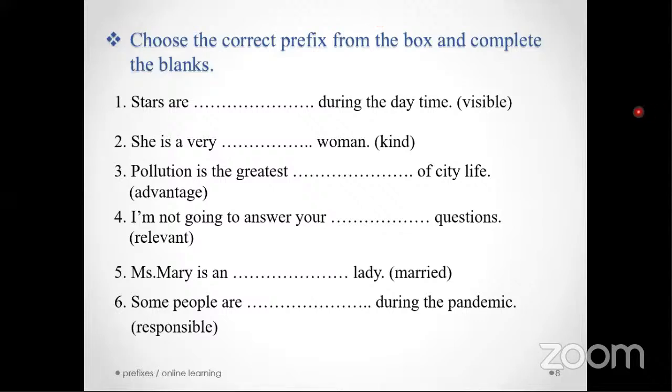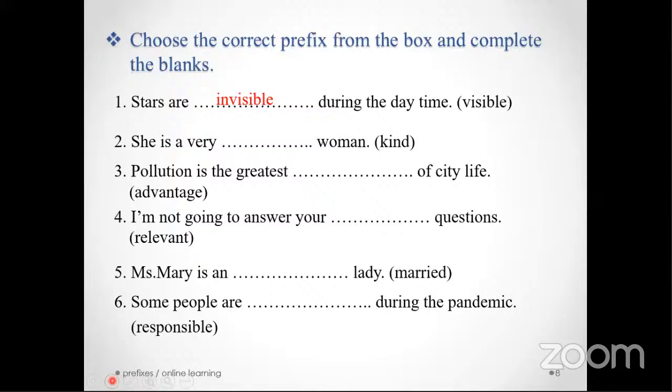Right. Okay, let's discuss the answers. Thank you very much for your answers. Look at the first one. Stars are blank during the daytime. The first answer is invisible, right? පේන්නේ නැහැ. Stars are invisible during the daytime. දවල් කාලයට අපිට තරු පේන්නේ නැහැ.